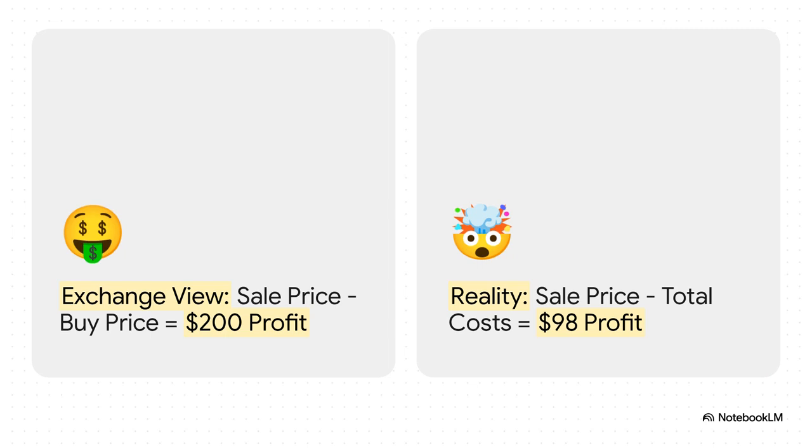And this is exactly what I'm talking about. The exchange shows you the simple, happy math. You sold for more than you bought, boom, $200 in profit. But then, reality comes knocking. Once you factor in all the little costs, your actual take-home is just $98. More than half of your profit just vanished. This is what we call the profit illusion, and we are about to pull back the curtain.